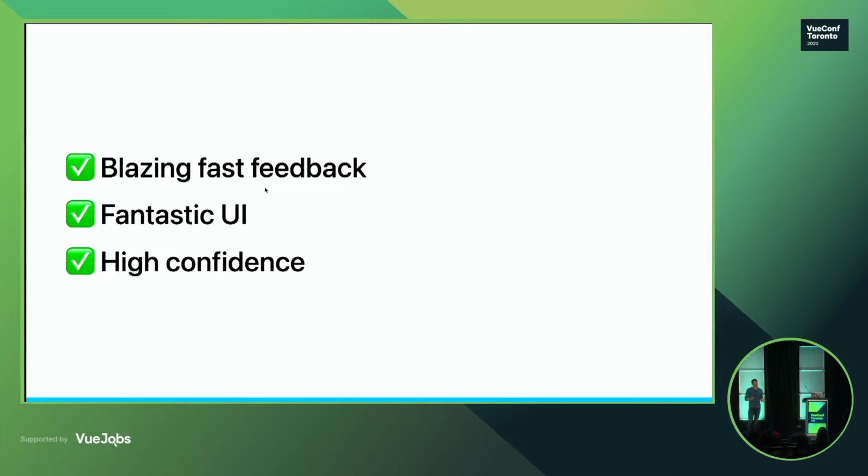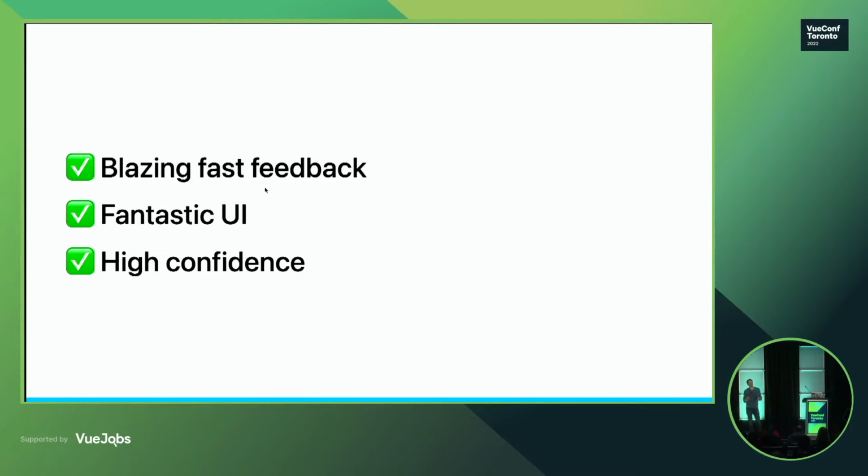And by doing that, we basically have it all. Because now we get blazing fast feedback. When we want to make sure that after a big refactoring, for example, we want to be sure that everything still works as we expect it to work, we can just run our tests in Vitest. And in a matter of seconds, we know if everything still works correctly.